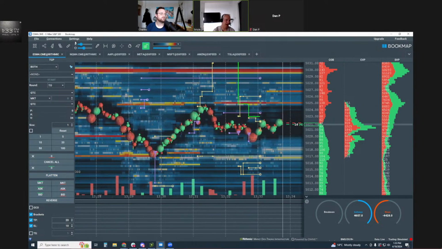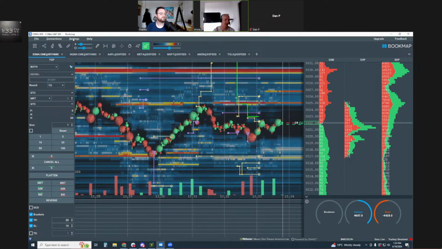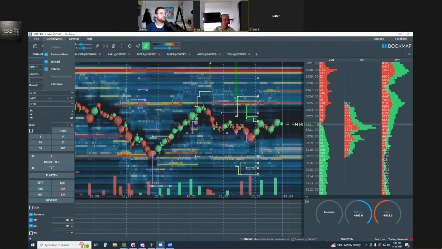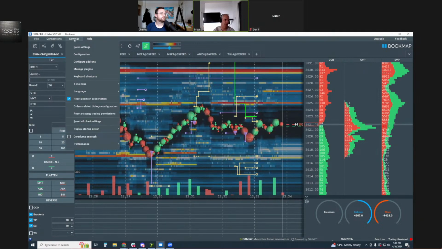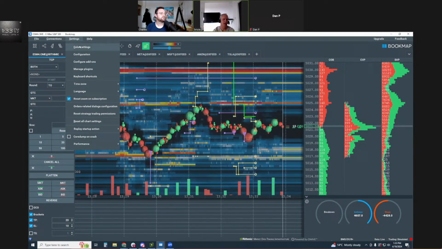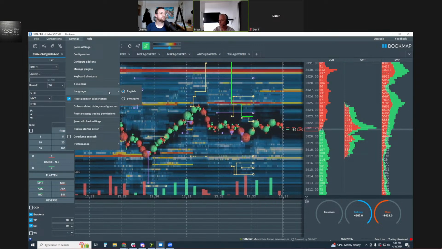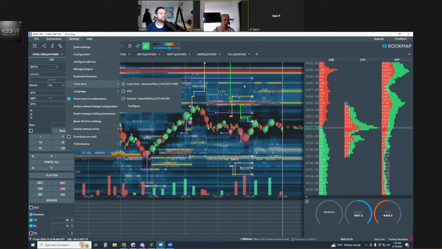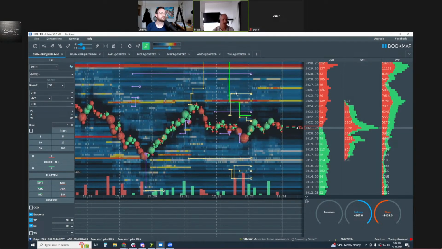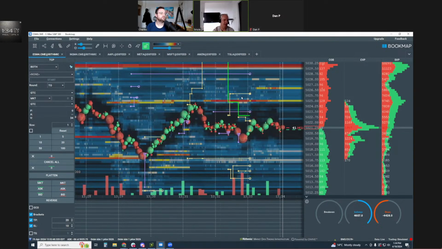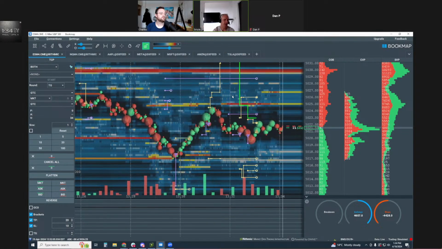When you have live mode, you can come up to settings, or file, I forget which one. I think it's under settings. You'll see your account information here, and you'll see if you have any open orders or open positions. That's how to deal with it in the live mode.